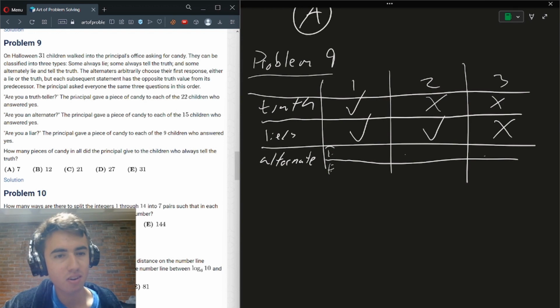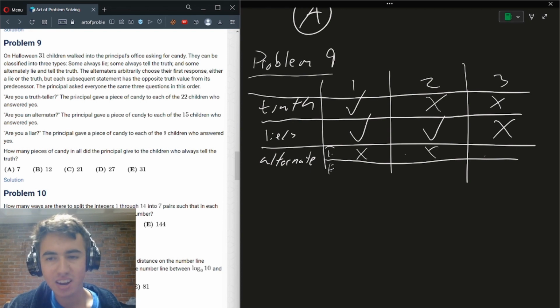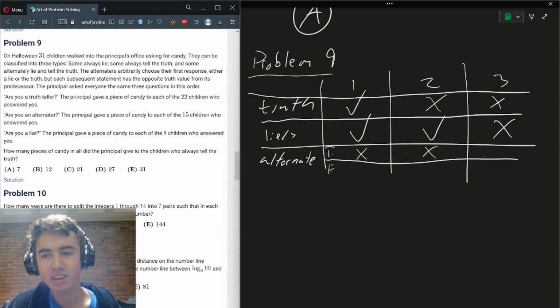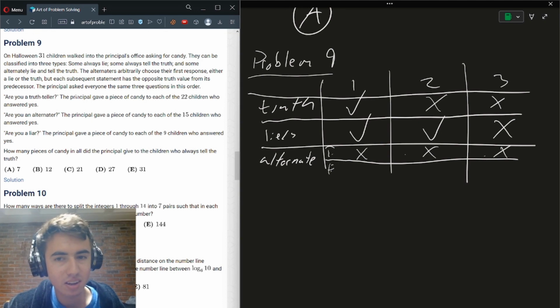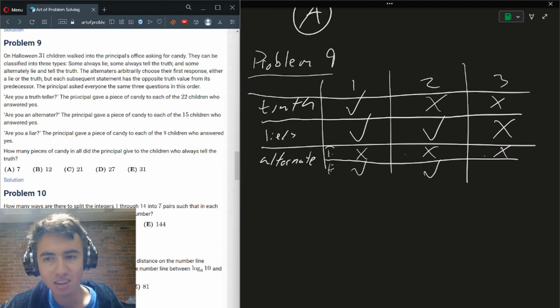So for the first one, are they a truth teller? If they answer truthfully first, they will give no. Are they going to lie the second one, right? And so if they lie, they're going to say no. And on this one, they're alternating. They're going to tell the truth, and they lie, so no. For the second one, they're lying. And are they a truth teller? They're going to lie. Now here they're going to tell the truth and say yes. And finally, here they are going to tell a lie, and say yes, right?